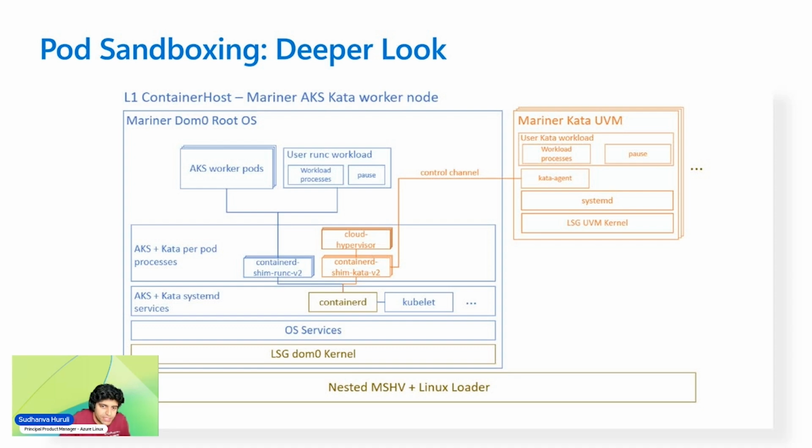This particular shim then talks to Cloud Hypervisor, which is our on-node virtual machine manager, and it will spin up a brand new utility VM with its own kernel, own systemd, and a Kata agent inside that talks to this containerd to spin up those pods. If you didn't have that workload runtime class, containerd will go through its normal path of starting runc containers.